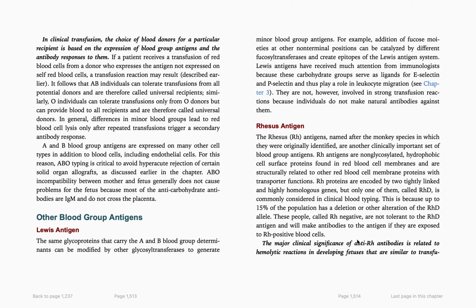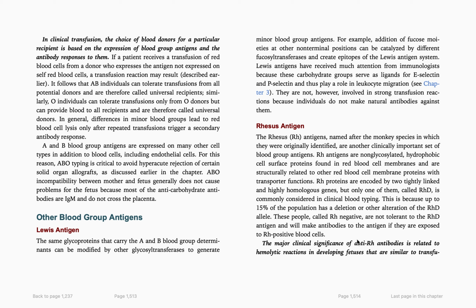Other blood group antigens. Lewis antigens, the same glycoproteins that carry the A and B blood group determinants, can be modified by other glycosyltransferases to generate a minor blood group antigen. For example, addition of a fucose moiety at other non-terminal positions can be catalyzed by different fucosyltransferases and create epitopes of the Lewis antigen system.